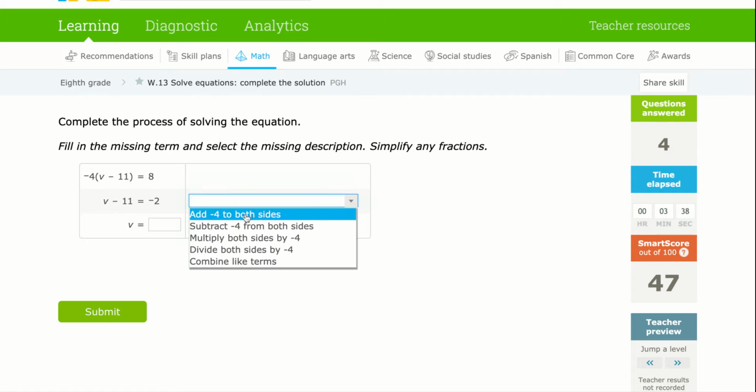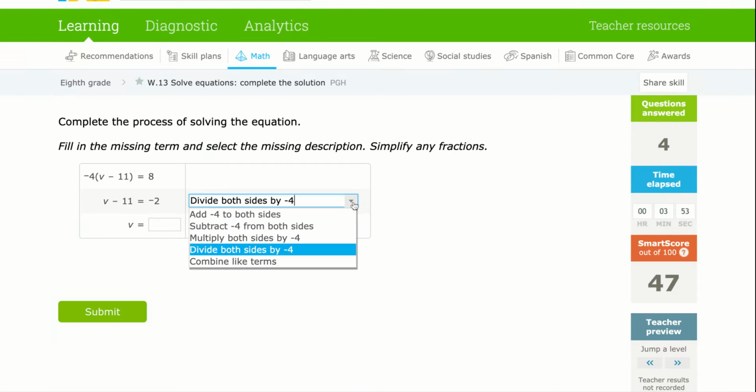They either add -4 to both sides, that wouldn't work. They subtract -4 from both sides. Well, that wouldn't work. They multiply both sides by -4. That also doesn't work. They divided both sides by -4. That one worked. The last one, combining like terms, they didn't combine any like terms.